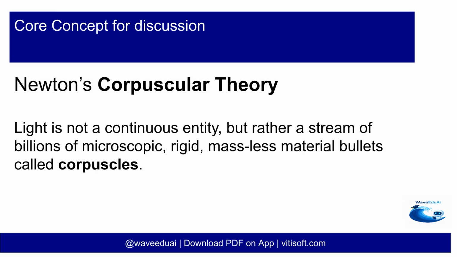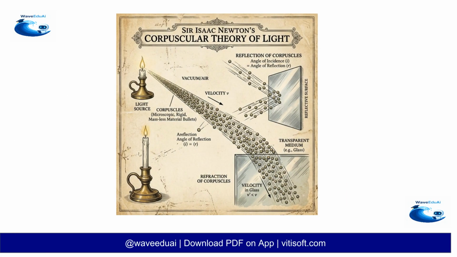Before Young, Isaac Newton proposed the corpuscular theory. This theory suggested that light is not a continuous wave, but rather a stream of billions of tiny, rigid, massless particles known as corpuscles. Newton's theory was useful for explaining how light behaves, such as reflection and refraction, by treating light as these tiny material bullets traveling at high velocities.